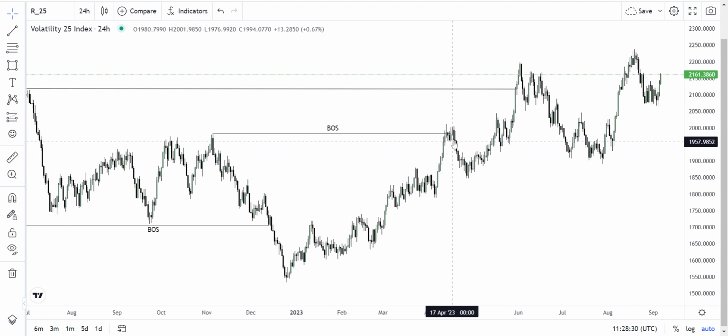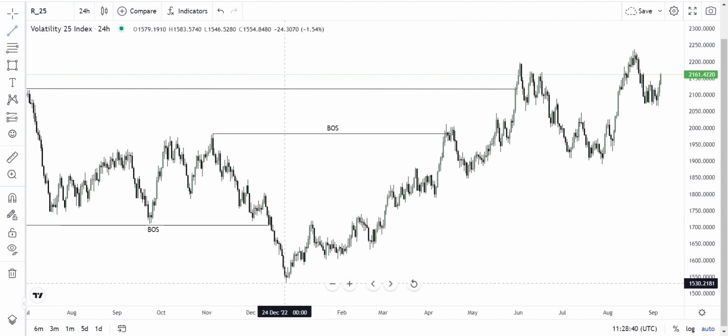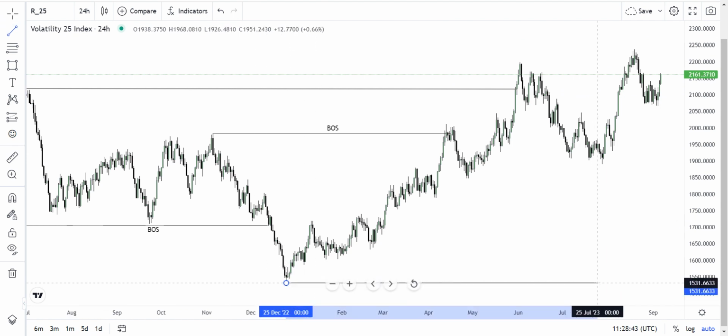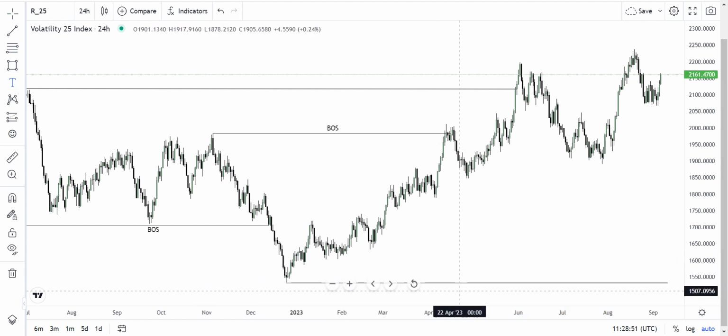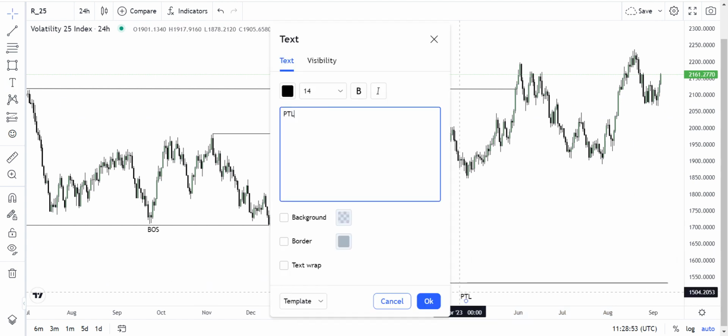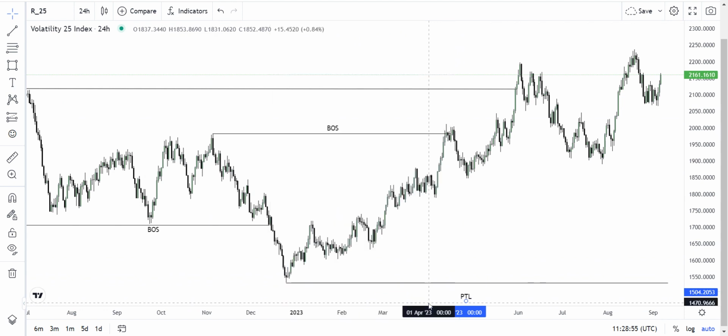Because there was a break of structure to the upside at this level, it means that we have created a protected low, and this is our protected low. We're not expecting the market to violate this protected low for now. This is our protected low, our PTL.